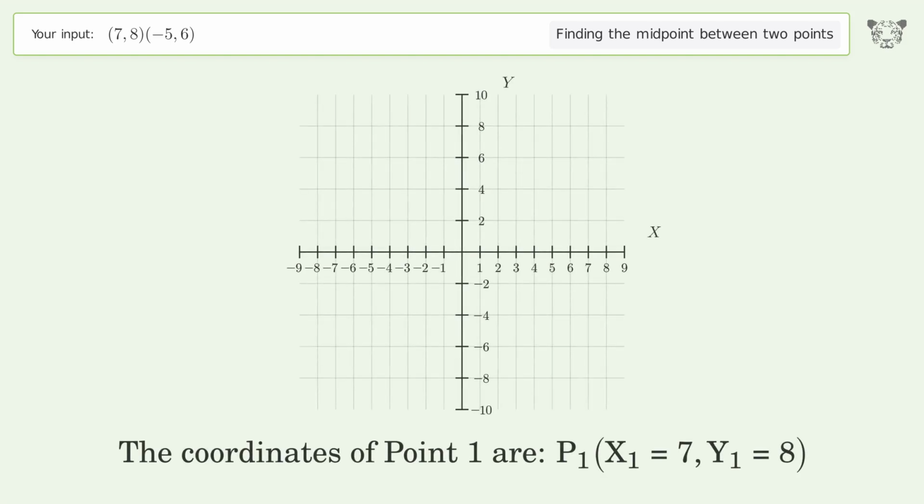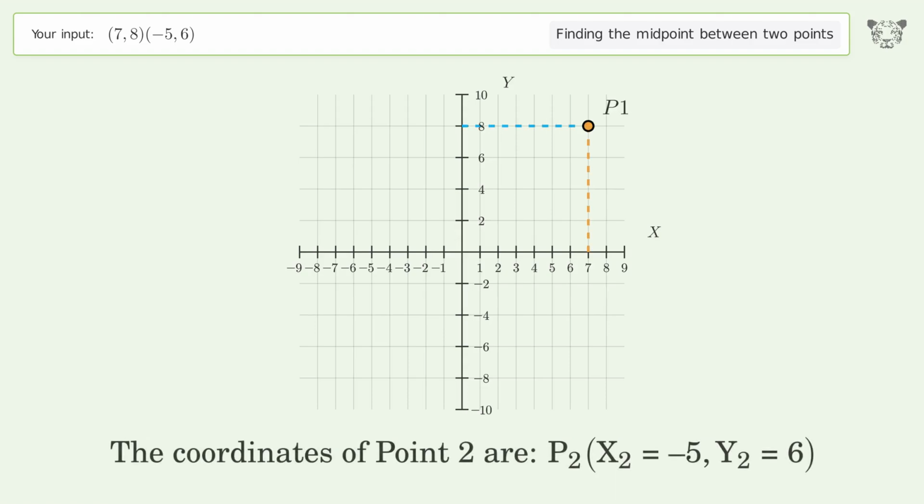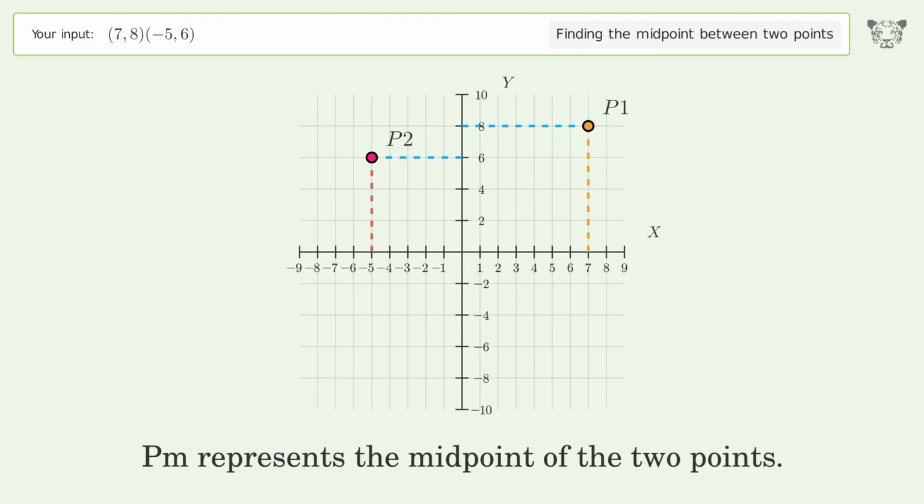The coordinates of point 1 are x1 equals 7, y1 equals 8. The coordinates of point 2 are x2 equals -5, y2 equals 6. PM represents the midpoint of the 2 points.